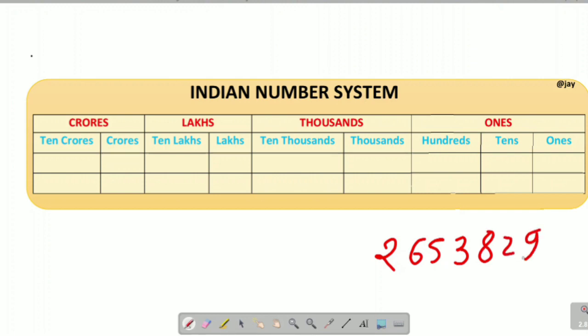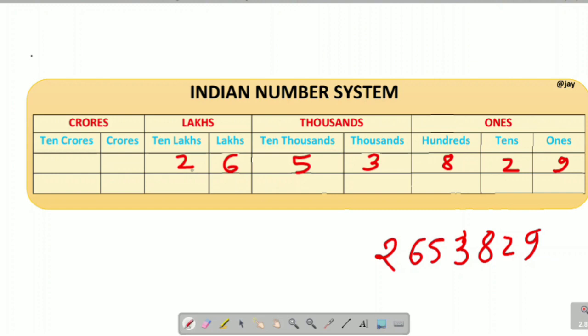Okay, now if you take a big number, let me write a big number: 2653829. Okay, so now let's place this number. There is a question in your NCERT books that place these numbers. So 9 will come on ones place, 2 will come on tens place, 8 will come in hundreds place. Now in thousands place we will write 3, then in ten thousands place we will write 5, then 6 will come in lakhs, and last 2 will come in ten lakhs place.